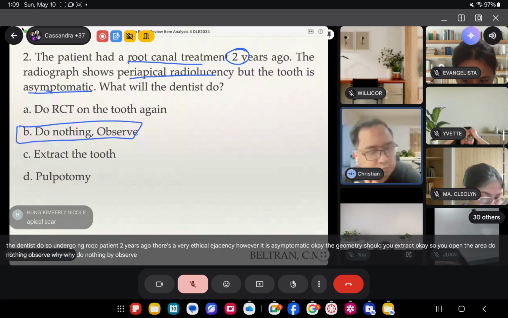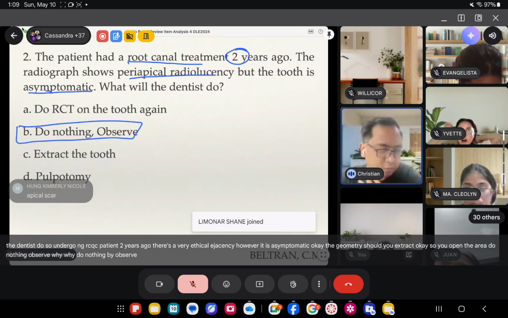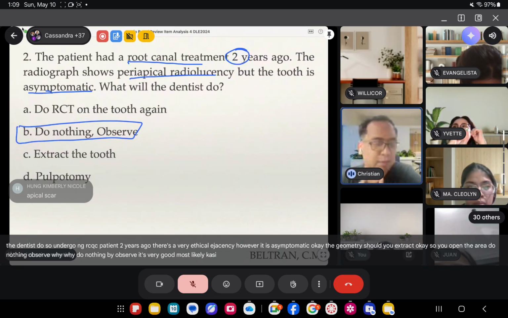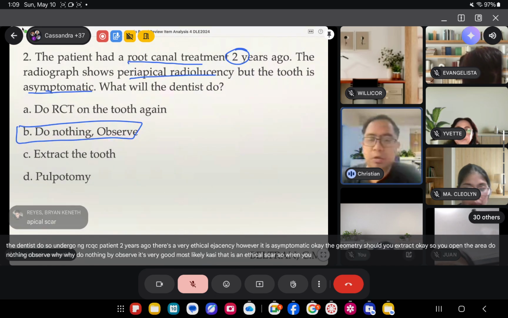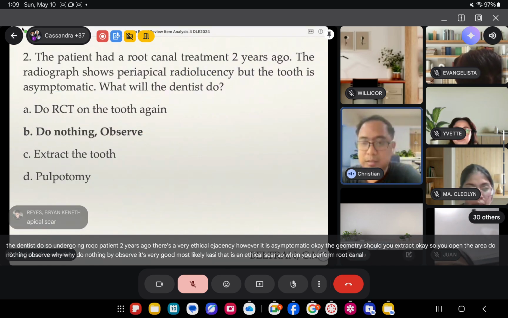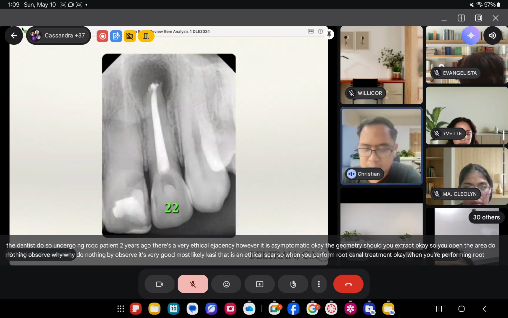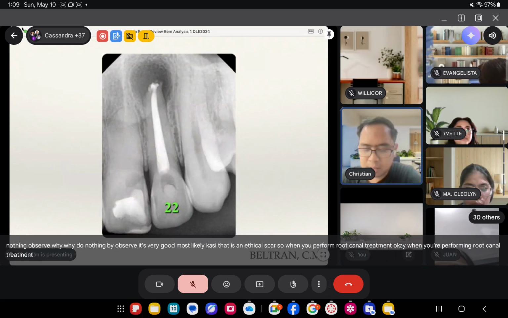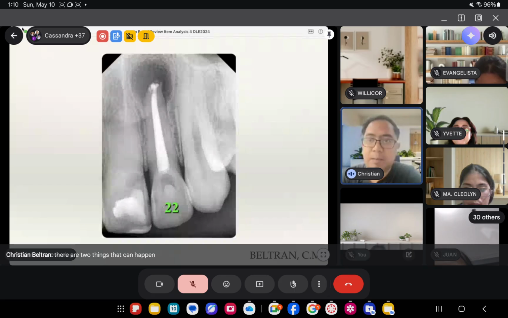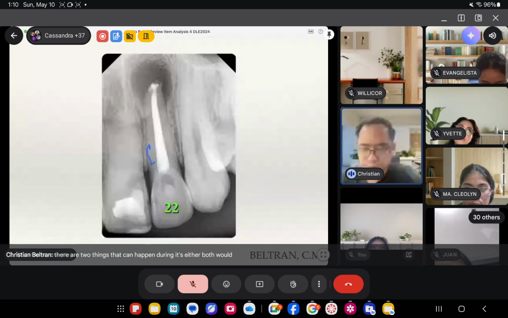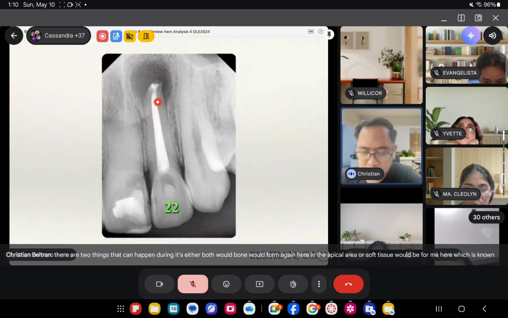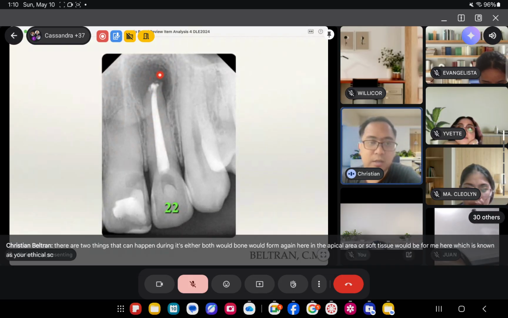Why observe? Very good. Most likely kasi that is an apical scar. So when you perform root canal treatment, there are two things that can happen. It's either bone would form again here in the apical area, or soft tissue would be forming here, which is known as your apical scar.